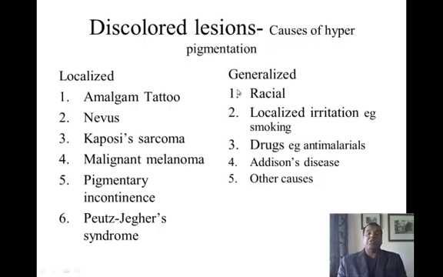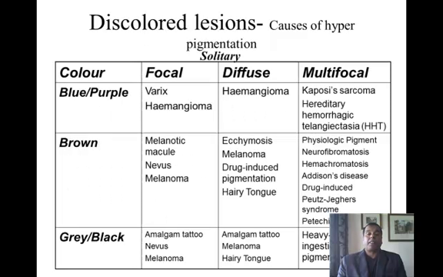If the lesions are generalized, then that could be due to racial discoloration. The majority of people in the world have melanin pigmentation within the mucosa, and that can be varied depending on the level of pigmentation present. Localized irritation such as smoking could cause discoloration due to the contents within the smoke, or due to heat over a period of time. Medications such as antimalarials, Addison's disease can also cause generalized discoloration, and other causes.